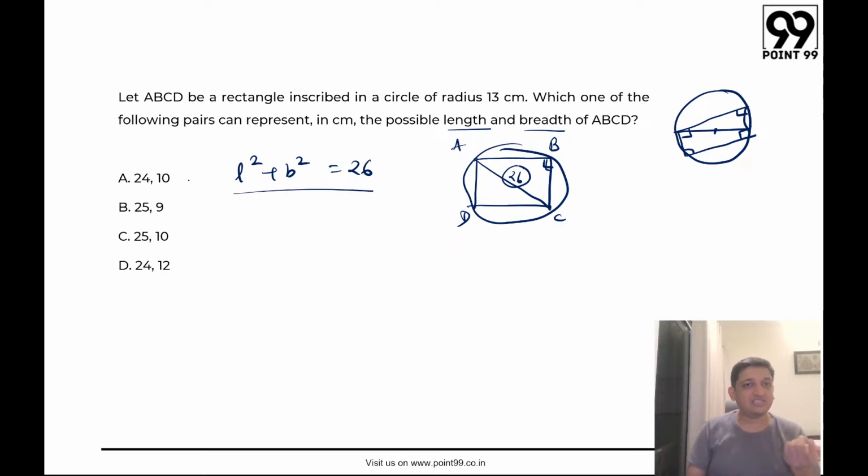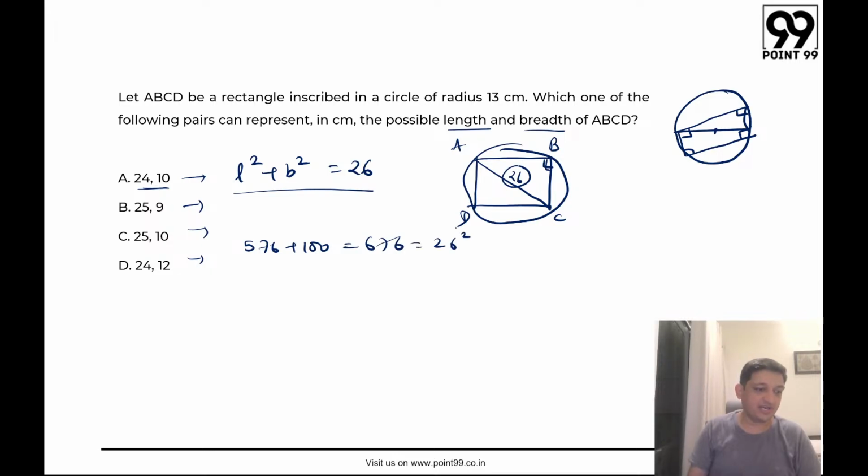So here we just have to plug in the options and see what exactly happens, because there is no other information given to us, only this information. So we have to plug in the values of L, B and figure it out. Now 24 and 10 is given to us. So 24 square is 576, 10 square is 100, together they make 676 which is 26 square. Correct, Arkodipto, use the options. So this works perfectly, so this should be our answer.